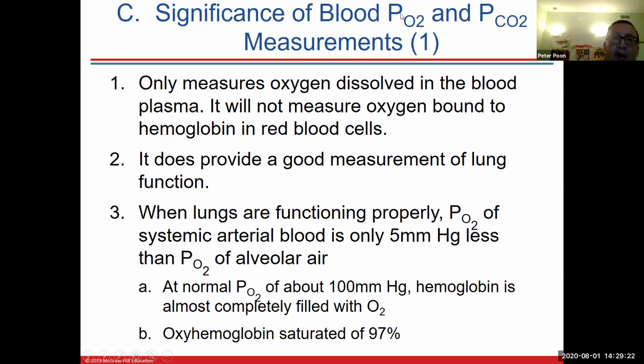Pulse oximeters. I'm sure you guys have seen them. Those are the things that go on your thumbs. It uses light. Oxyhemoglobin and deoxyhemoglobin absorb at different wavelengths, and comparing between the two can tell you how much oxygen is there.